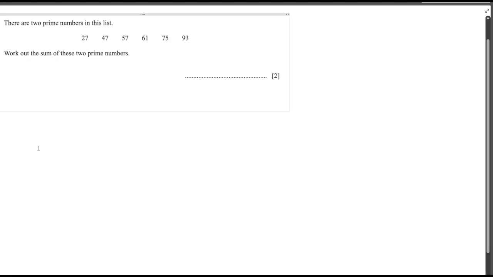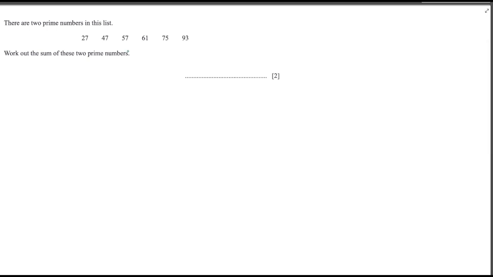Again an interesting question. Now there are two prime numbers in this list. Work out the sum of these two prime numbers. So your 47, if you see, is a prime number, and this 61 is again a prime number, so their sum is 7 plus 1 is 8 and 6 plus 4 is 10. So 108. 108 is your answer.